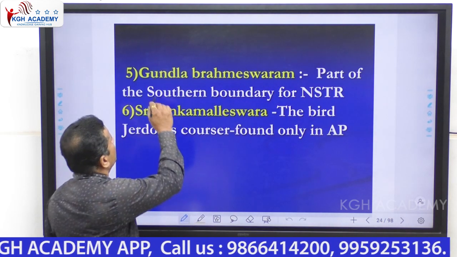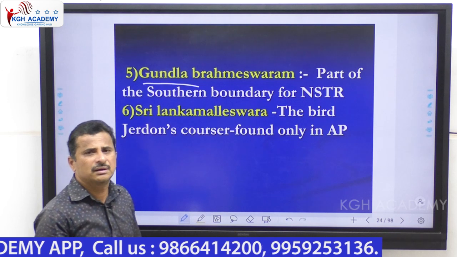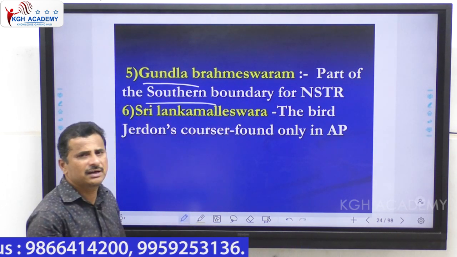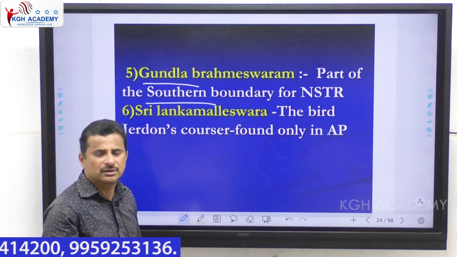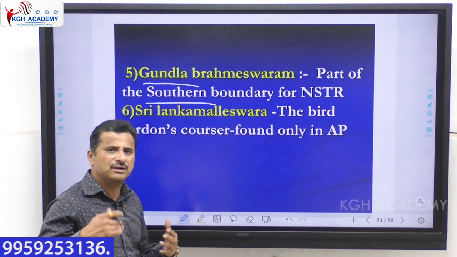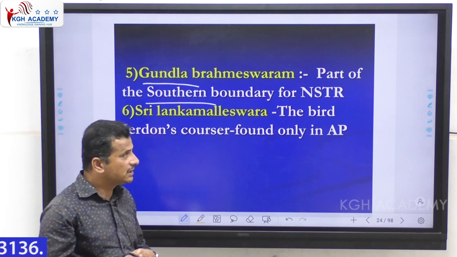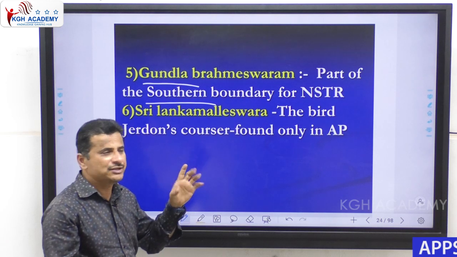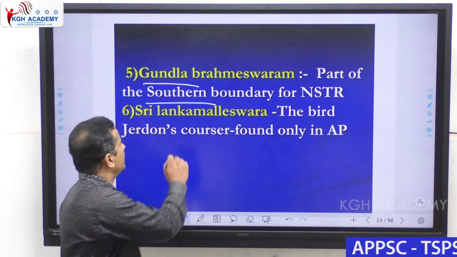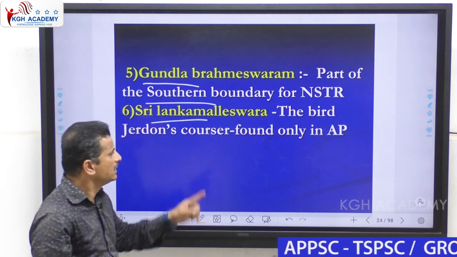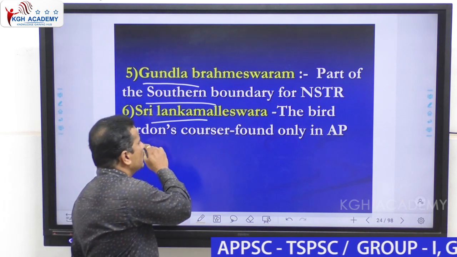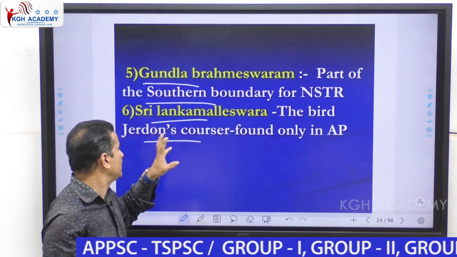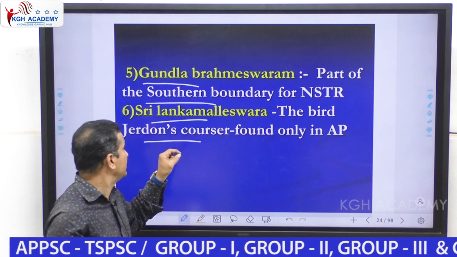And next, Gundla Brahmeshwaram Wildlife Sanctuary. This is a part of the southern boundary of Nagarjuna Sagar Tiger Reserve. So you can expect a question like this: which of the following is a part of the Tiger Reserve? Gundla Brahmeshwaram Wildlife Sanctuary. And next, Sri Lankamaleshwara National Park. Here the bird Jerdon's courser is found only in AP. In AP, this bird Jerdon's courser is only present in this area.